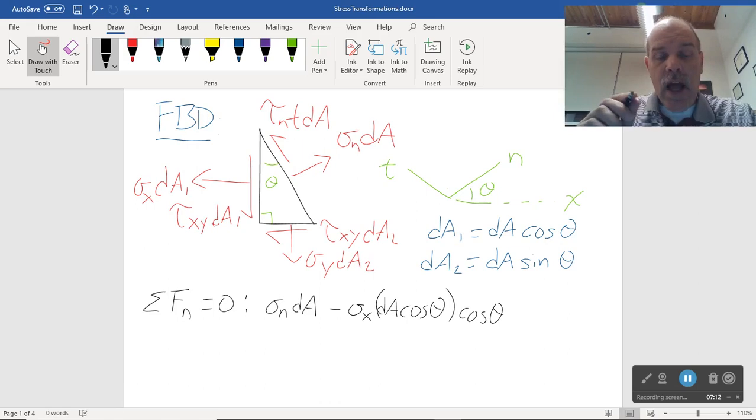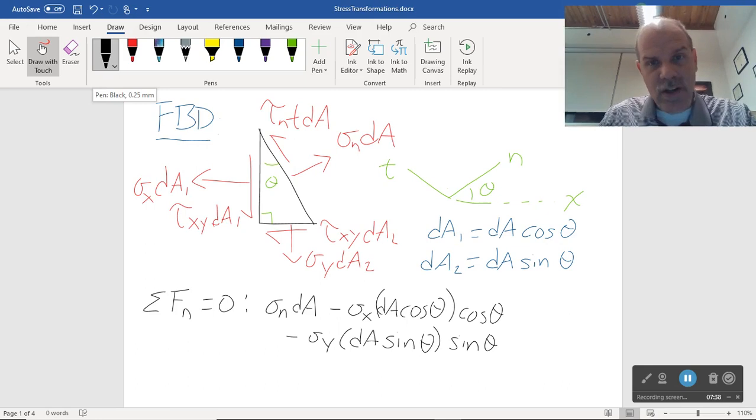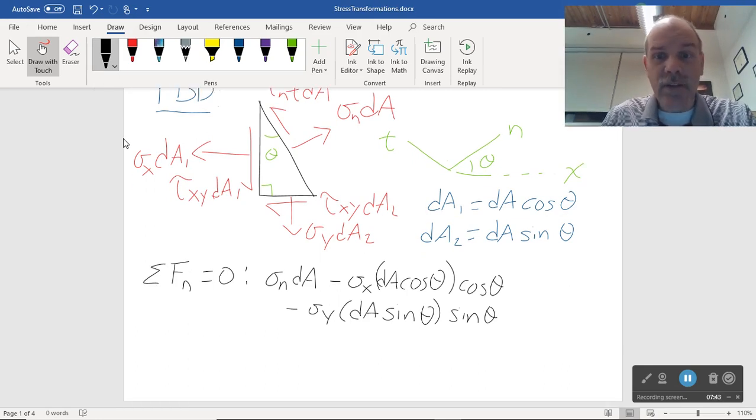Okay. I'm going to have a contribution from sigma y, and it looks like sigma y is, again, opposite the n direction, so I'll have minus sigma y times dA2, which was dA sine theta, and that's going to be sine of theta. And the reason I know that is if the horizontal force, sigma x dA1, needed a cosine, well, the vertical force, sigma y dA2, is going to need a sine. Right? Just the way these things work out if you've done a decent amount of statics.